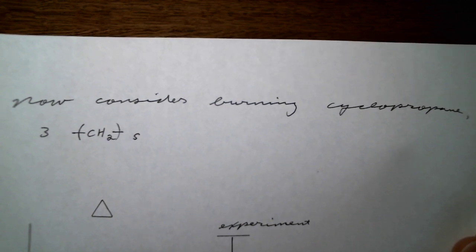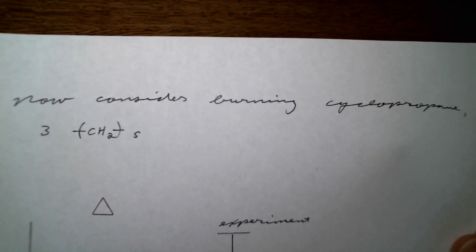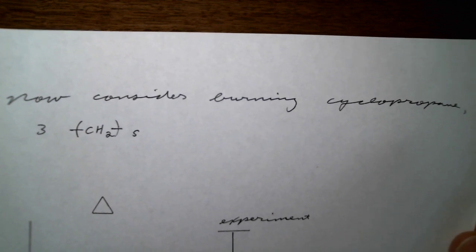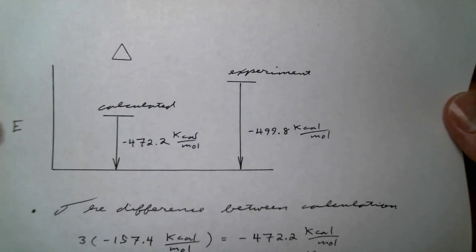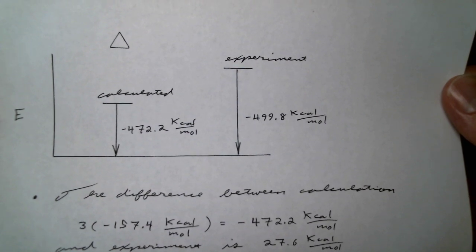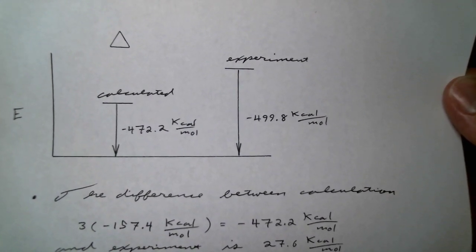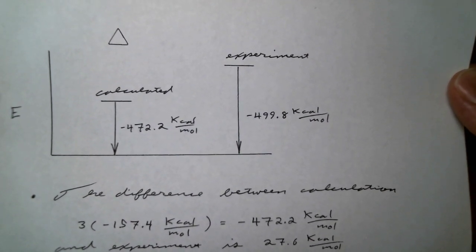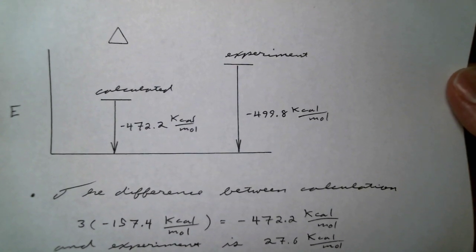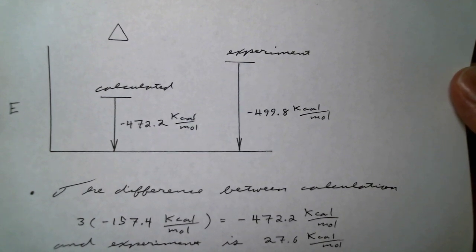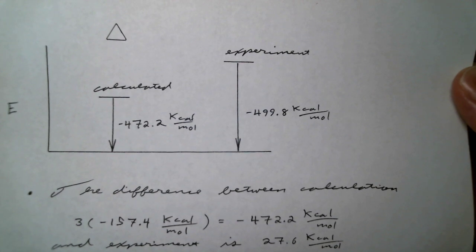They're all arranged in a ring. And so we might calculate what that would be worth. It would be simply 3 times negative 157.4 kcals per mole on average. So our calculated energy released from burning cyclopropane should be negative 472.2 kcals per mole. But when we do this experiment, we actually get out a little more heat. We get out negative 499.8 kcals per mole. This is quite a significant difference. The difference between experiment and theory is about 27.6 kcals per mole.